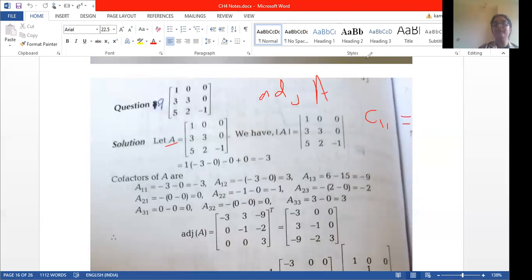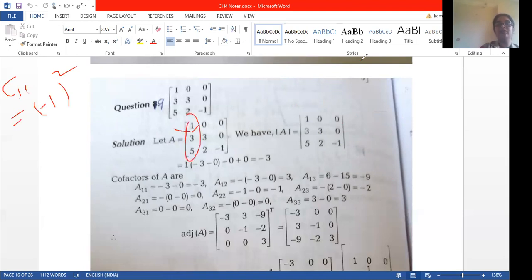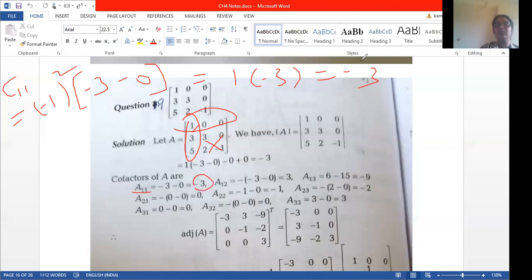So what will be C11? C11 will be equal to -1 to the power of 1 plus 1, that is 2, multiplied by, this is the first element a11, leaving this column and this row, we are left with 3 into -1, minus 2 into 0. So -1 squared is 1, into -3, that is equal to -3. So this C11 is -3.